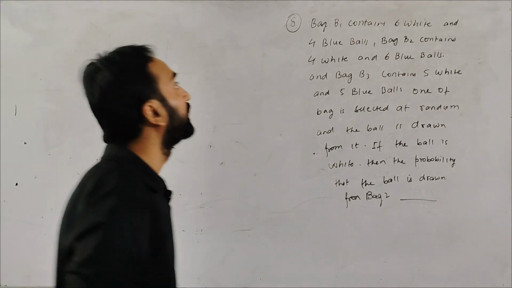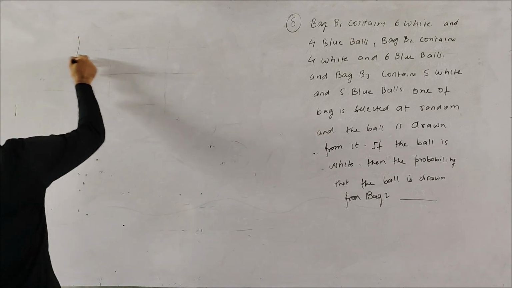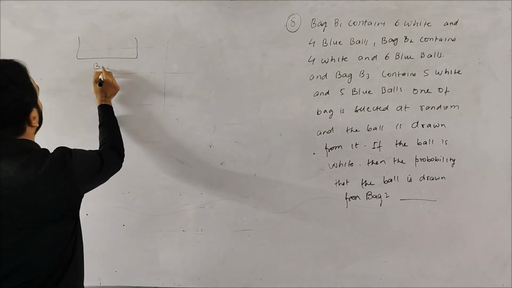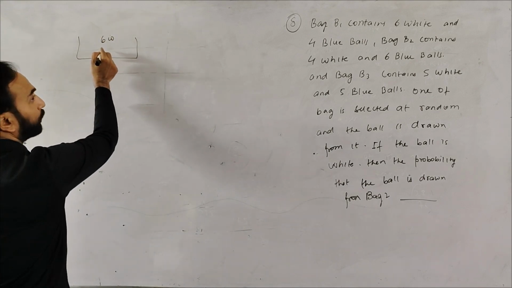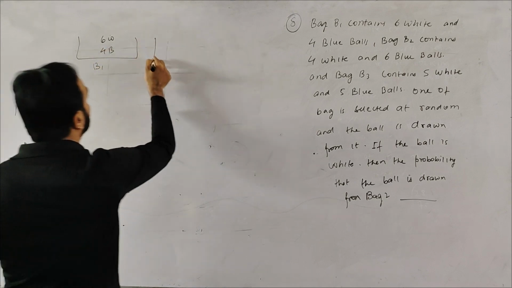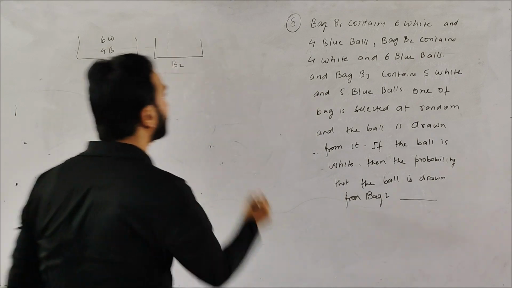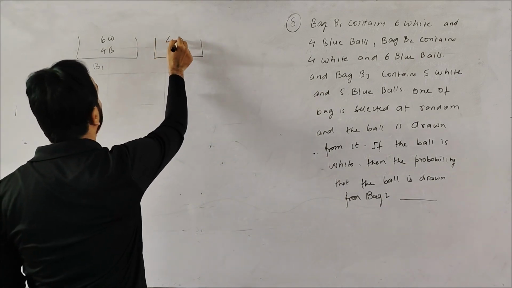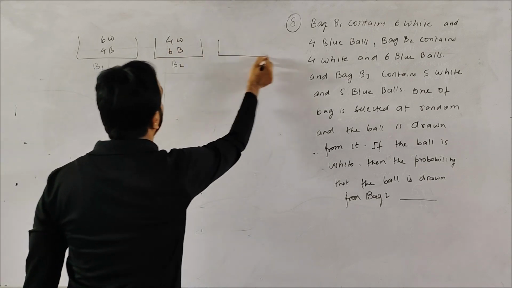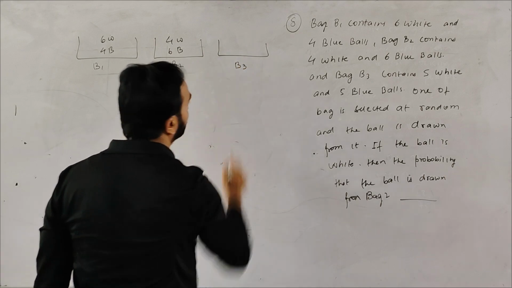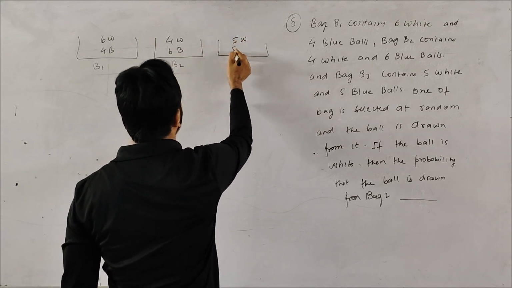Bag B1 contains 6 white balls, so I am just making a pictorial representation here. This is your bag B1. It contains 6 white, so I am writing here 6 white. And how many blue balls? 4 blue balls. Then there is bag 2. How much is it containing? 4 white and 6 blue balls, just the reverse condition. And then bag 3. Bag 3 contains what? 5 white and 5 blue balls.